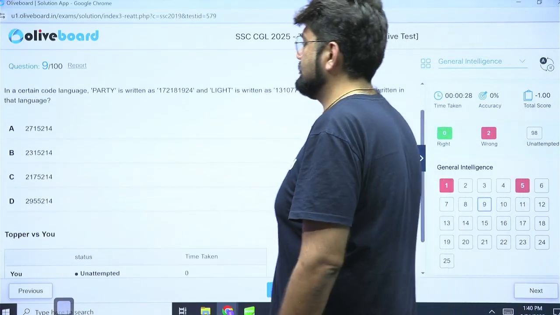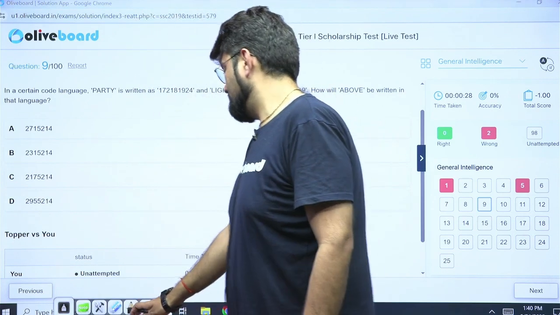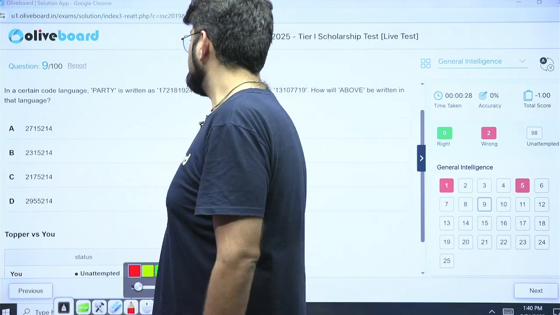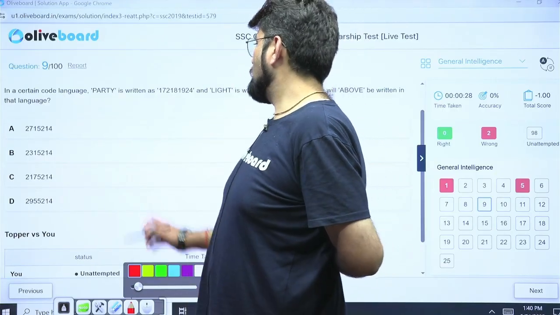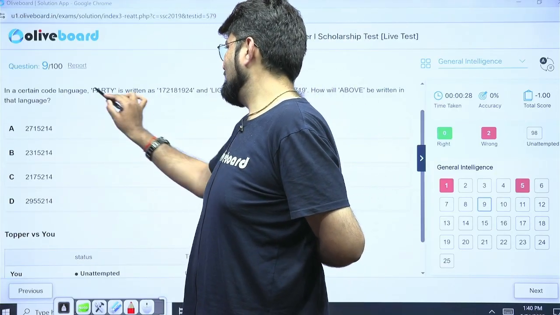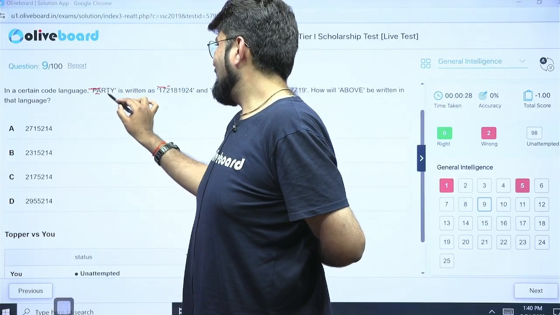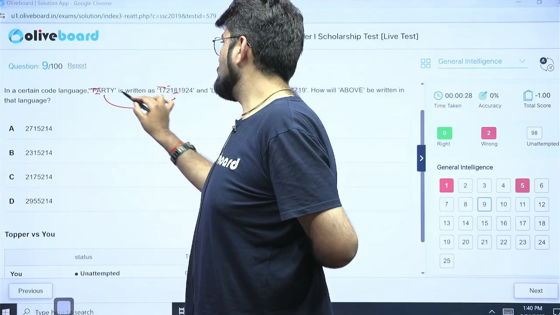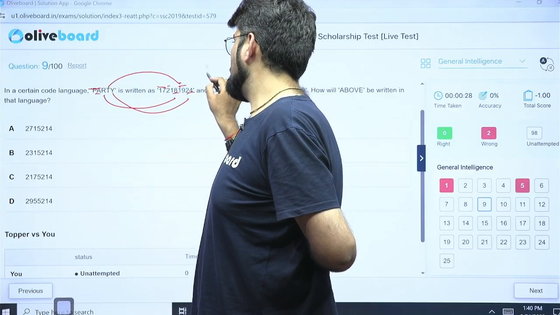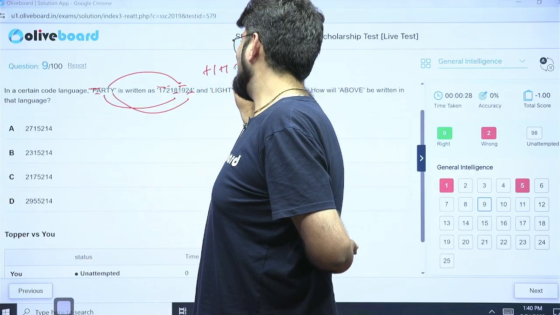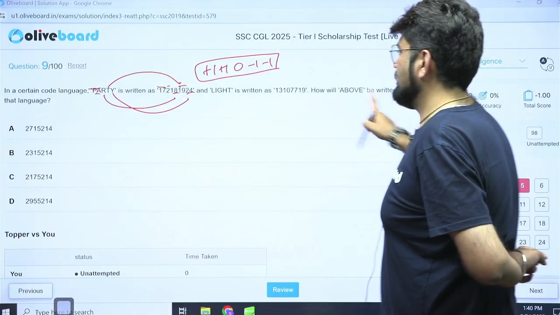This one is easy. So party is written as 17, 21, 8, 19, 24. What is it? So P is 16 plus 1. Okay. A is 1 plus 1, 2. R is the same here, 18. T minus 1 is 19. And Y minus 1 is 24. So we have plus 1, same, minus 1, minus 1. This is what the logic is, 5-letter words, and everything is a 5-letter word.